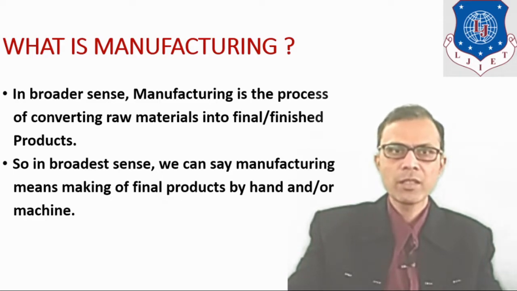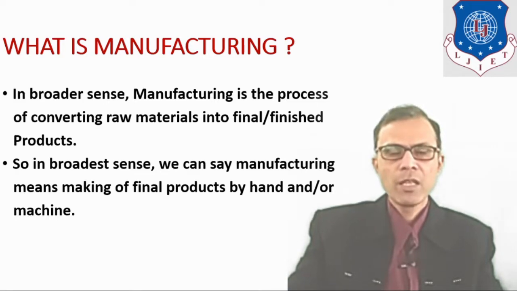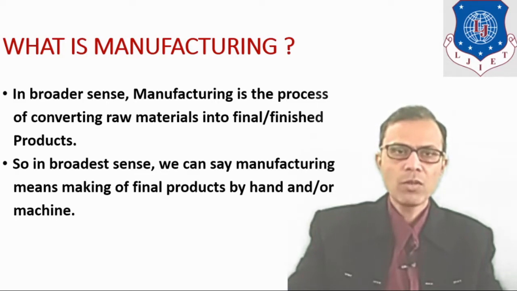So to get started, what is a manufacturing process? In the broadest sense, it is defined as the process of converting raw material into a finished product or a final product. In our day-to-day life, we are using so many finished products. All these finished products are made from some raw material, and the raw material has passed through some manufacturing process, and finally we get the finished product. In the broadest sense, we can say that manufacturing means making of a finished product by hand or by a machine, or with the combination of man and machine.